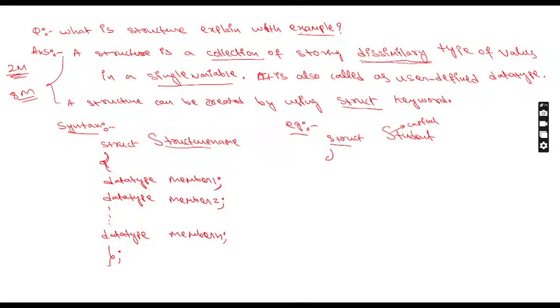Now tell me, why did I create a student structure? Because I want to store different values of a student. Every student has many values: roll number, name, gender, date of birth, marks, percentage. There are so many things. We cannot write all of these now. So I'll be taking only two things.